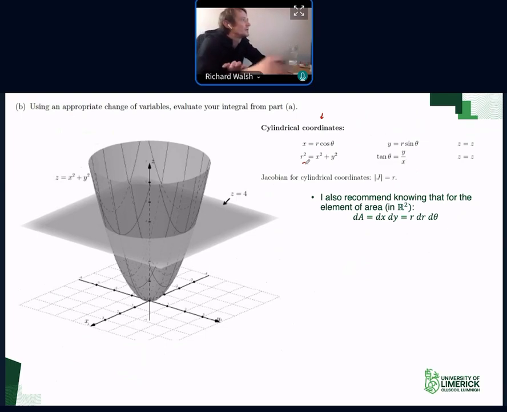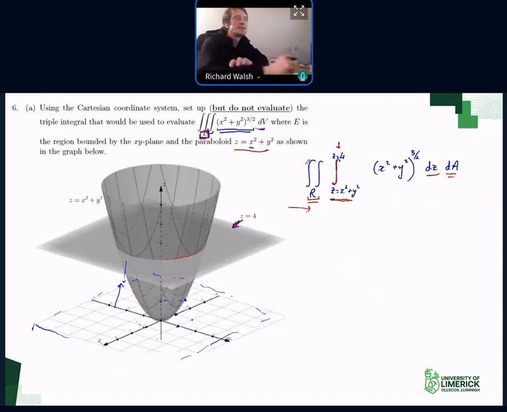Would you mind popping the question back up? No, it doesn't say that it goes through 0, 0, but we know it goes through 0, 0, because if x and y are both 0, the height is 0. So 0, 0, 0 is definitely the bottom point on that.